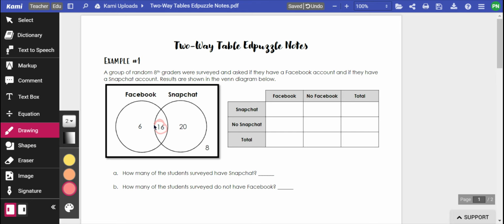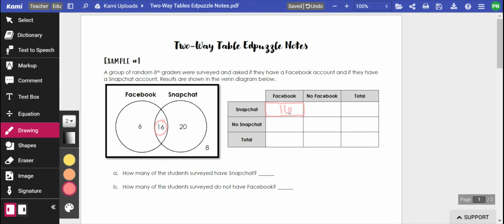So what we're going to do now is transfer all of this information into the table on the right-hand side of it. So as you can see at the top, we have people who do have Facebook or do not have Facebook, and then a total. And then on the left-hand side, we have people who have Snapchat or no Snapchat, and then again, a total. So we're going to be looking at our Venn diagram to look at this. So our first box here is an overlap between Snapchat and Facebook. So we're looking at who has both of them. So in that case, that would be my 16.